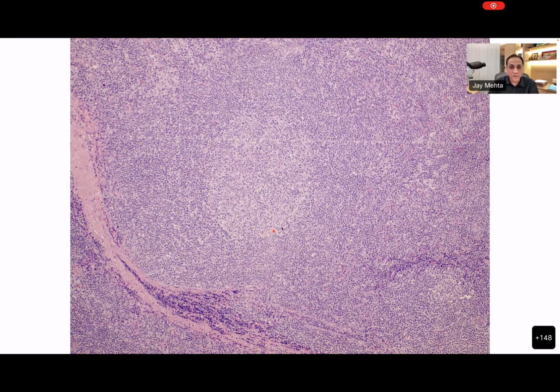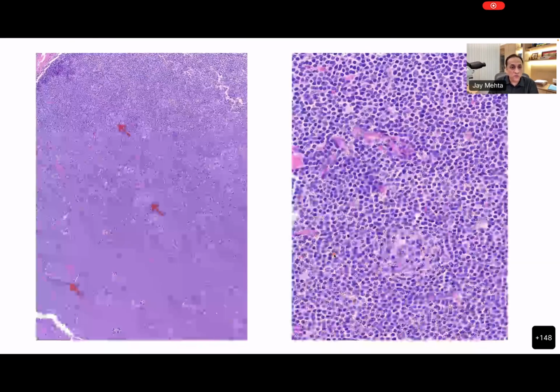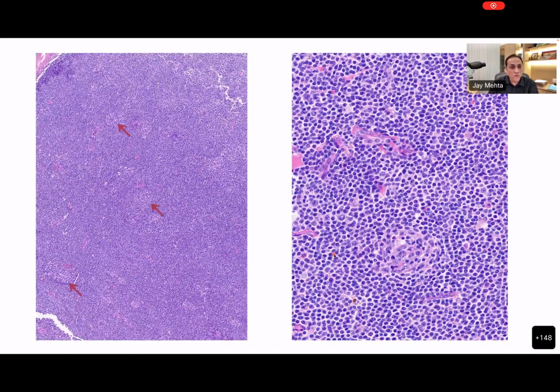You can see this remnant germinal center. Note that the mantle cuff is not well developed here. You can see this interfollicular proliferation of medium-sized lymphoid cells. And this is typical for a marginal zone lymphoma. You can see it's tending to become very diffuse. You can see there are some remnant germinal centers. This is one high power view of this remnant germinal center.